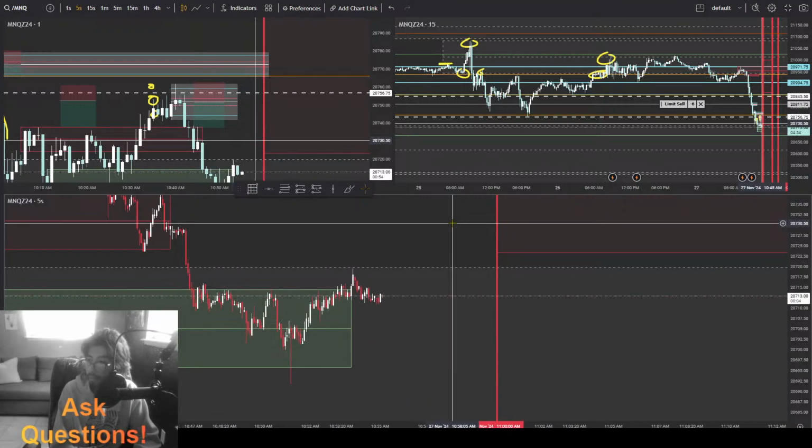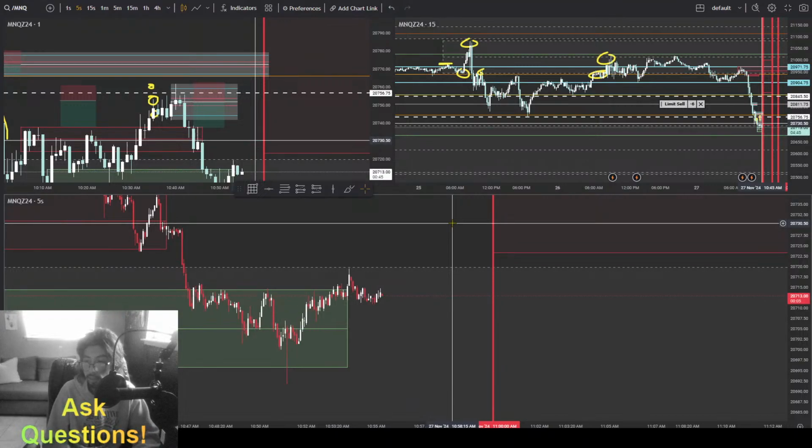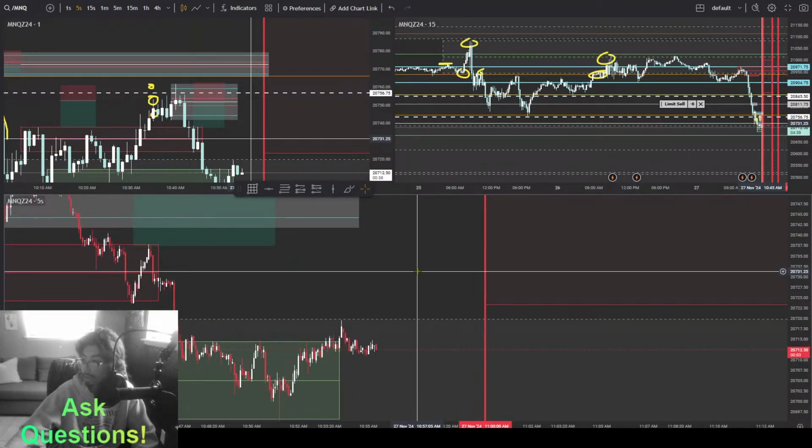But I highly recommend finding a mechanical strategy. That's what I offer. That's what I teach. Because there's no need for you to be using your intuition and trying to guess, and you're just gambling. Just find a mechanical strategy that you can literally just repeat again and again and again.